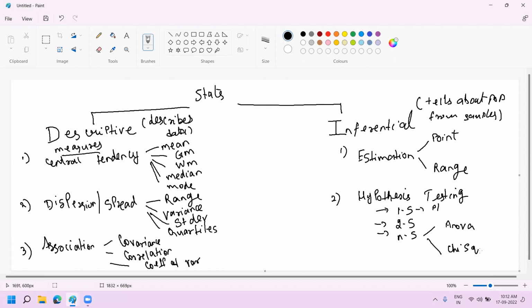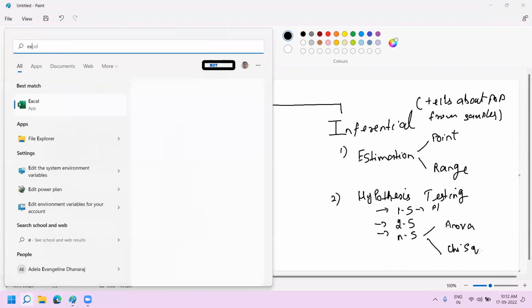Okay, we'll try to finish. Hypothesis will take some time. At least we can do till estimation today. Okay, we'll do this in Excel. It will get done faster. So let's open Excel.